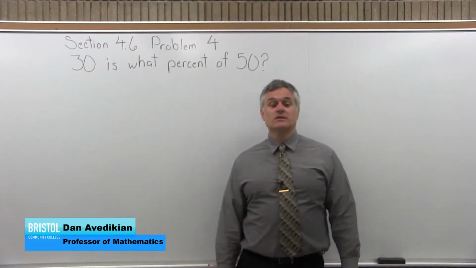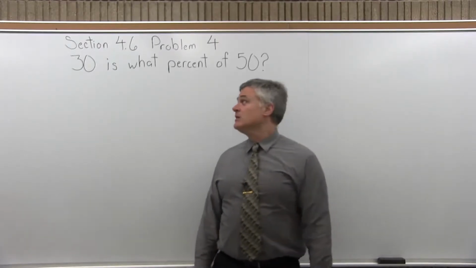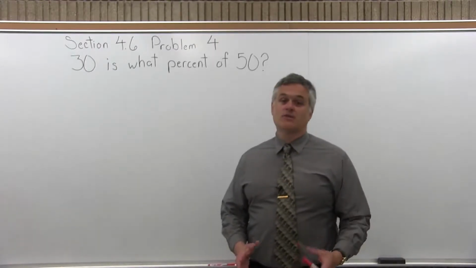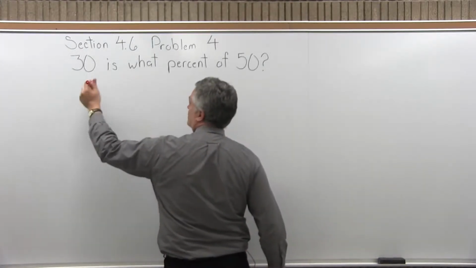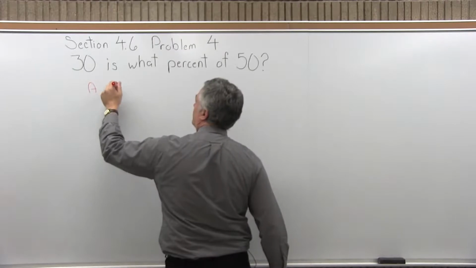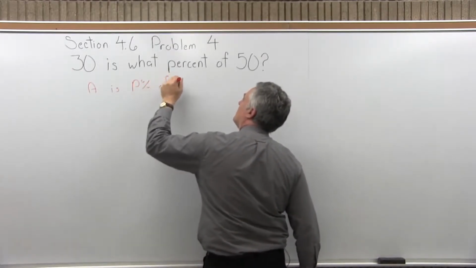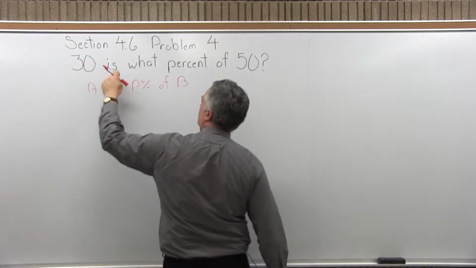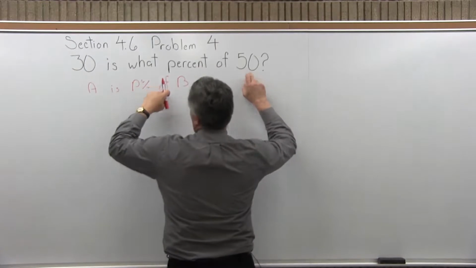This is Section 4.6, Problem 4. It says 30 is what percent of 50? Now, from this section, we want to solve our percent problems as a proportion. So we want to set this up as a sentence that reads, A is P percent of B. And that's really what we have. A is P percent, what percent of B? The B is the 50.